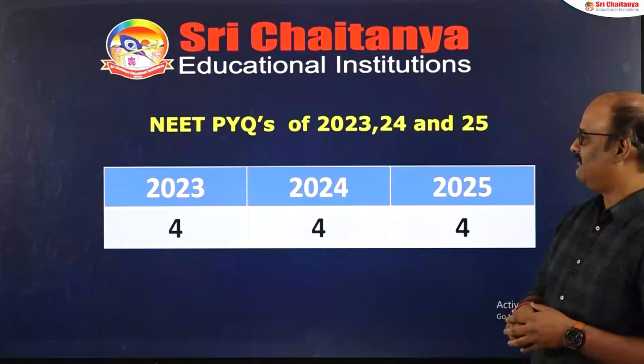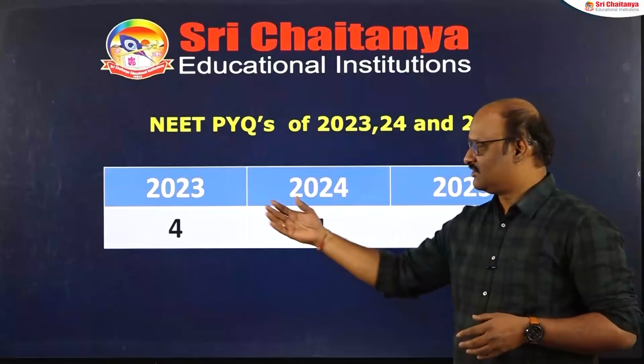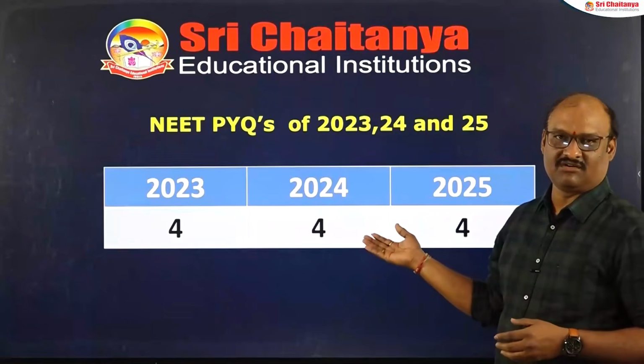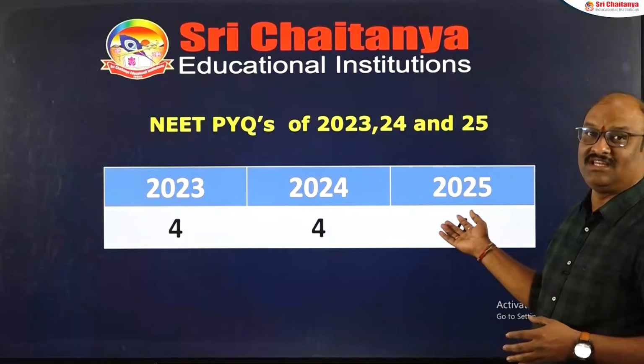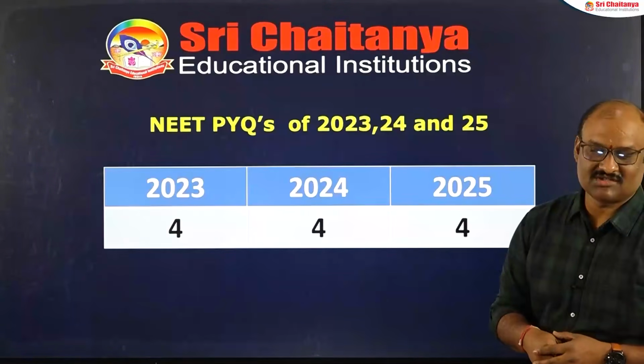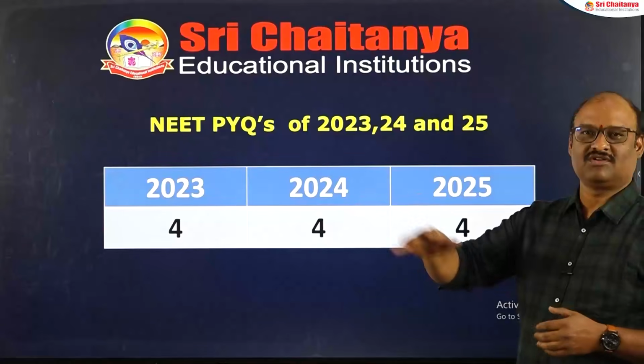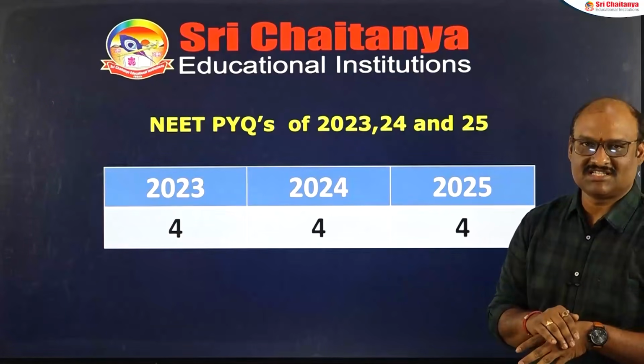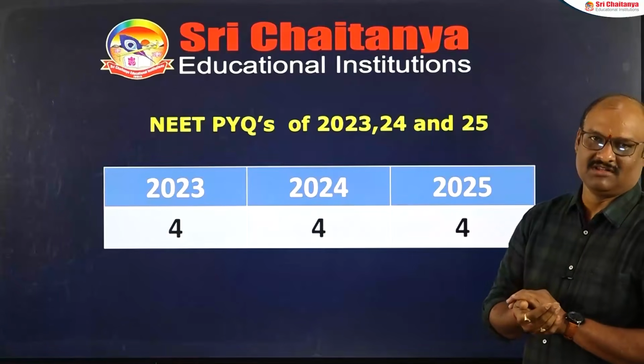When we look at the previous analysis of previous year questions, in 2023 we have around 4 questions, in 2024 we have around 4 questions, and even in 2025 we have around 4 questions. So there is a constancy in maintaining 4 questions in Structural Organization in Animals. There will be a minimum of 4 questions in this chapter, and sometimes it may be 5 also.